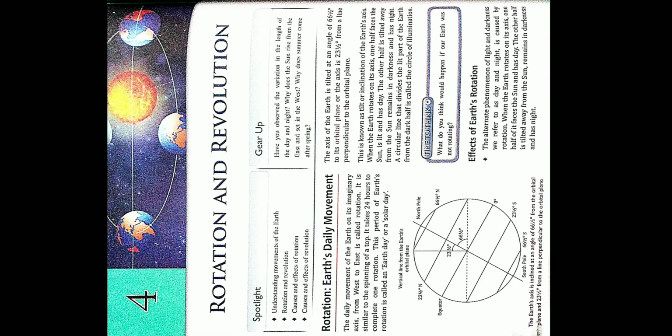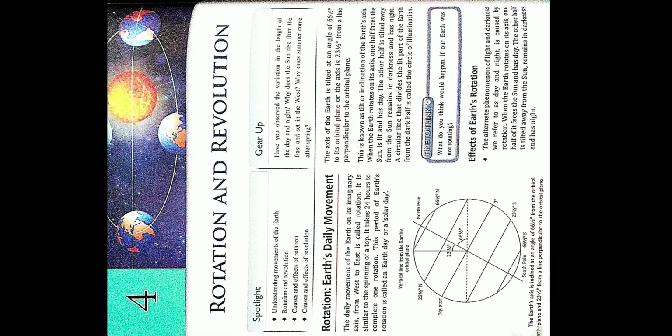When the Earth rotates on its axis, one half faces the sun, is lit and has day. The other half is tilted away from the sun, remains in darkness and has night. A circular line that divides the lit part of the earth from the dark half is called the circle of illumination. Now, our earth is a little tilted.